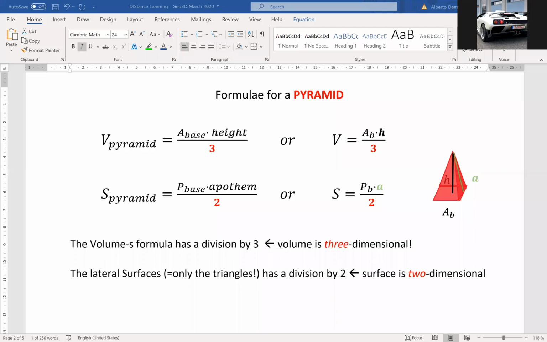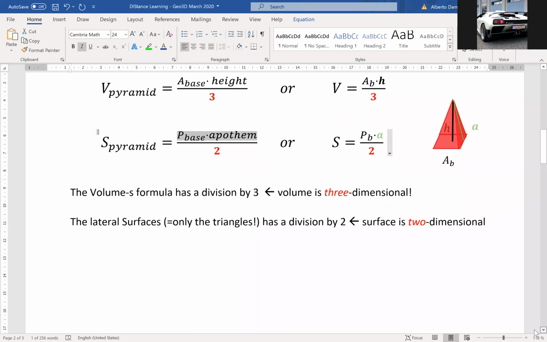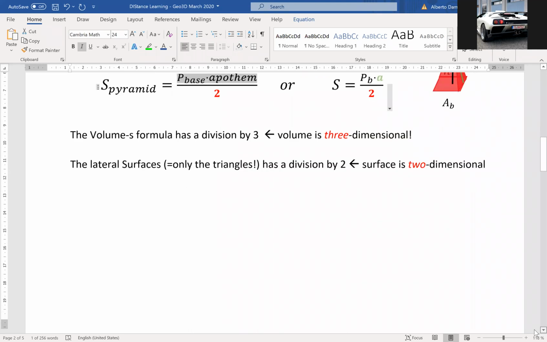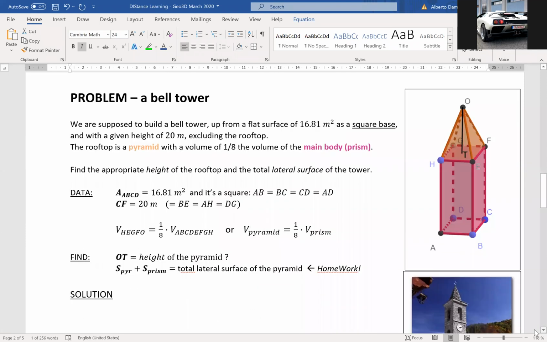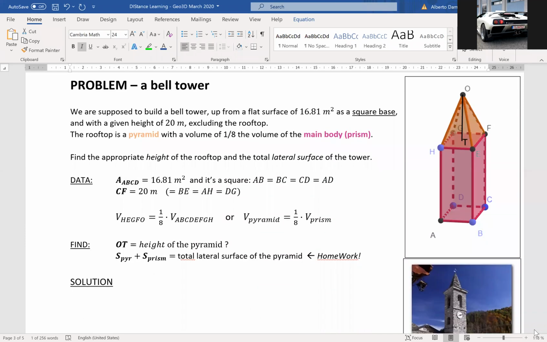Record this lesson. So this is my lesson for the solution of a 3D problem for our MYP3 class. And we are going to solve a problem that involves a bell tower. And I'm sure most of you will recognize the picture that I put in this slide. What is it? Let me know in the chat if you recognize it. We were there a couple of years ago.